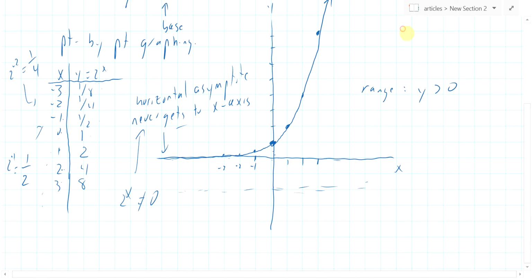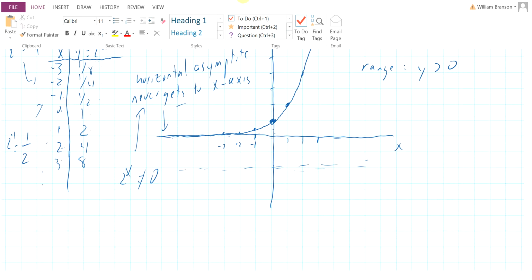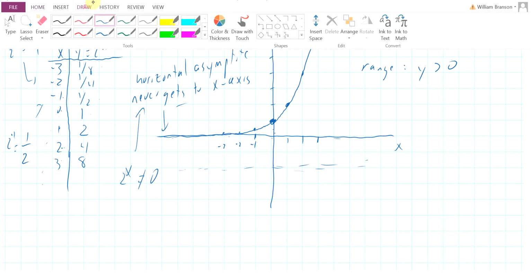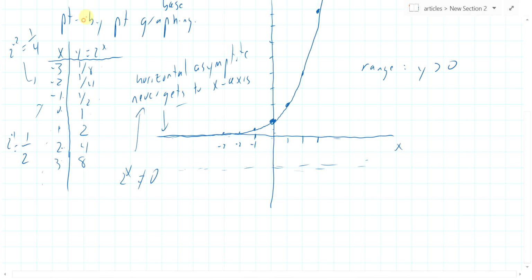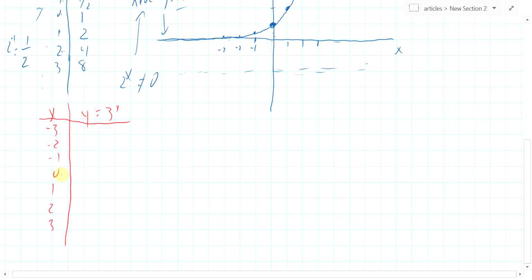And what we can do is change the color on my pen. We'll go to red. And we can construct a similar table for 3 to the x. Right? So x is minus 3, minus 2, minus 1, 0, 1, 2, 3. Put in a little line here, a little line here. Again, 3 is my base, x is my variable.